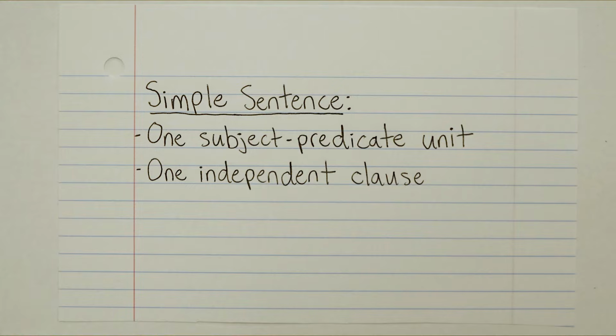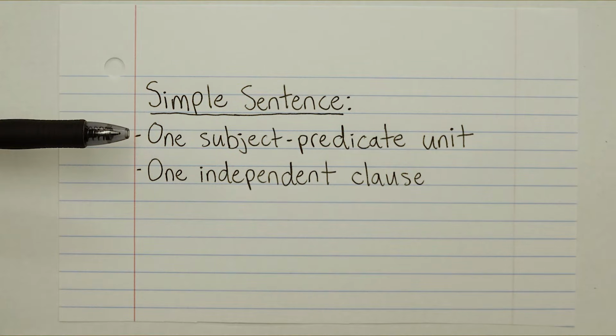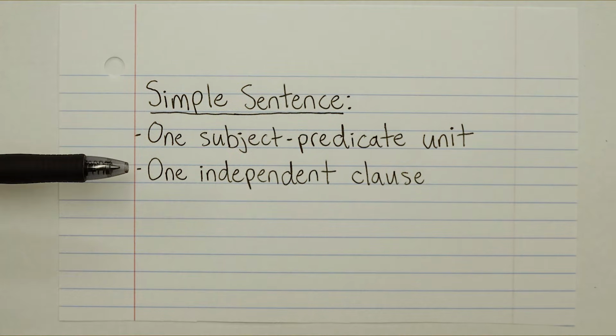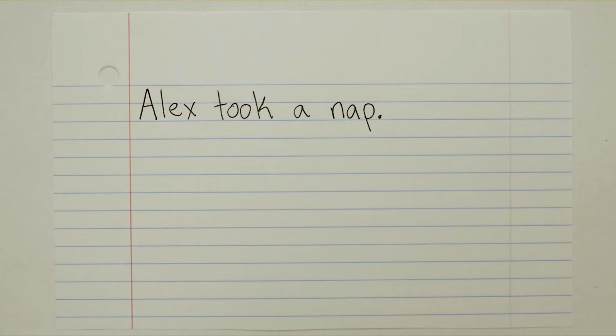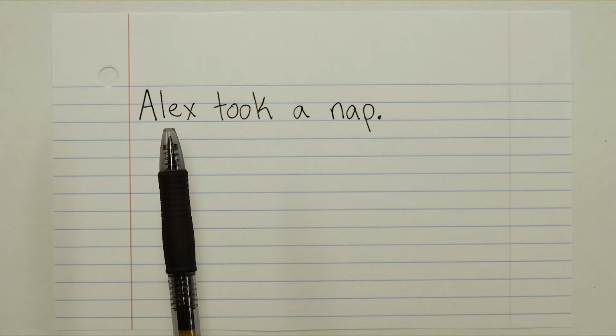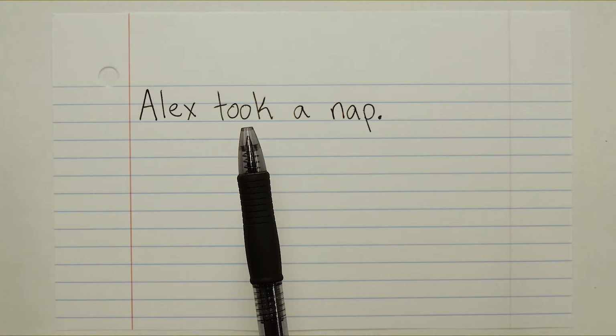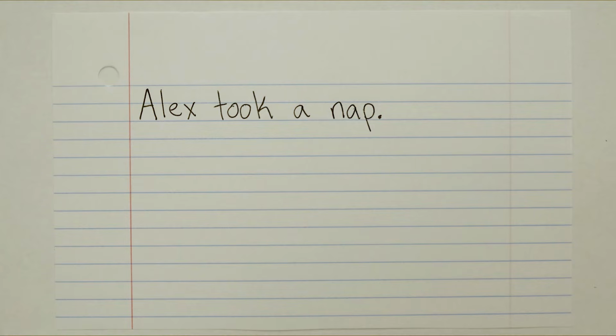A simple sentence contains one subject-predicate unit and functions as a single independent clause, meaning that it can stand on its own as a sentence. It represents one complete thought, and that's it. A very basic simple sentence might look like this. Alex took a nap. This sentence has a subject in Alex, a predicate in took, and it functions as a single independent clause, one complete thought that can stand on its own as a sentence.